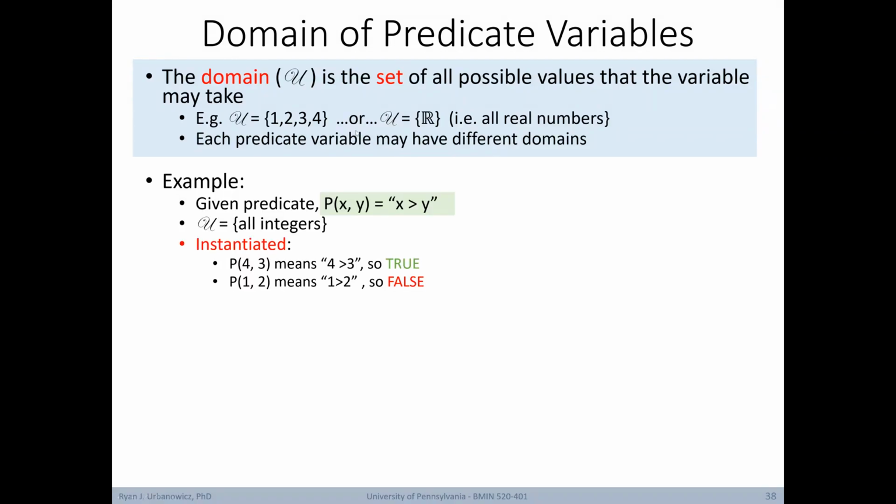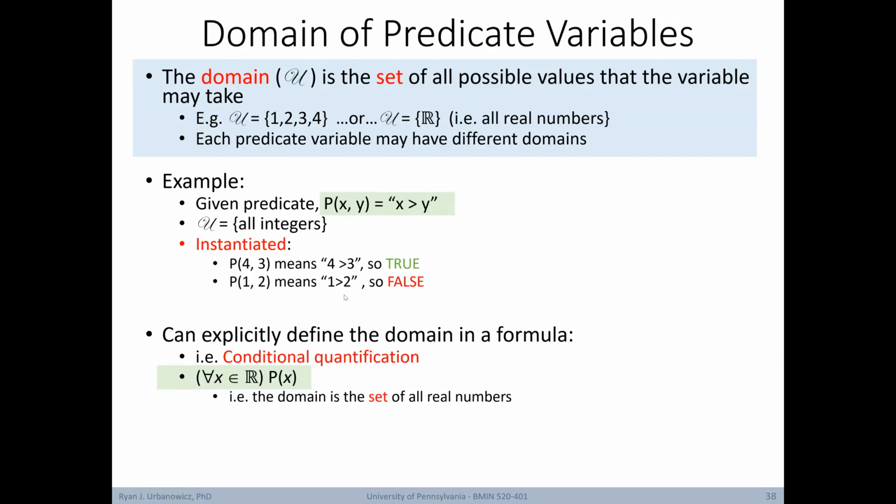Here's an example. Given that P(x, y) means x is greater than y, and the domain is all integers, we could try out some instantiations such as P(4, 3), given that these are both integers. This can be interpreted as 4 is greater than 3, which is true. Another instantiation is P(1, 2). This means 1 is greater than 2, so this is assigned false.